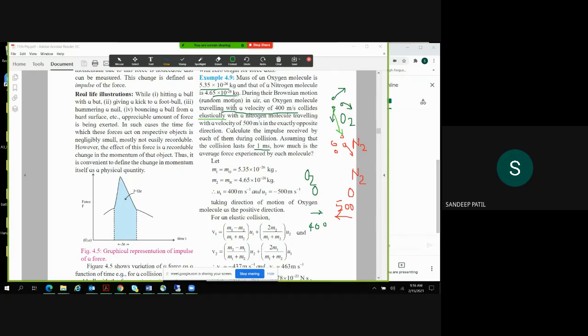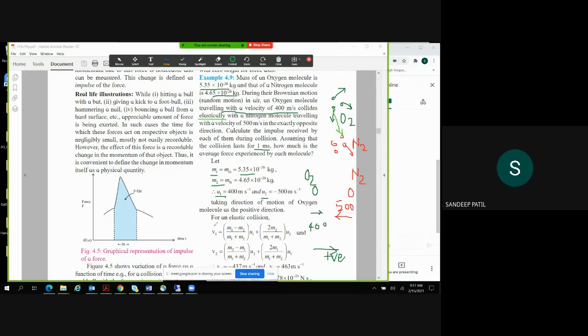So we will try to calculate first is mass, M1. We'll take it as body number one, and M2 as the second body. So we know the mass, right? U1 for each body is 400 meter per second for oxygen and U2 is minus 500. Taking the direction of motion of the oxygen molecule as the positive direction, we are considering this as positive. Hence, this velocity for nitrogen comes as negative 500.